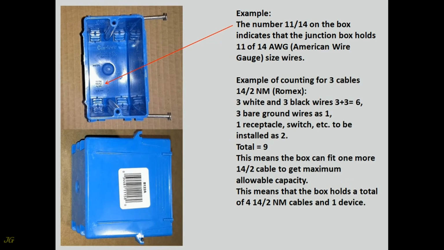Example of counting for 3 cables 14/2 NM, Romex: 3 white and 3 black wires, 3 plus 3 equals 6. 3 bare ground wires count as 1. 1 receptacle, switch, etc. to be installed counts as 2. Total equals 9. This means the box can fit 1 more 14/2 cable to get maximum allowable capacity. This means that the box holds a total of 4 14/2 NM cables and 1 device.